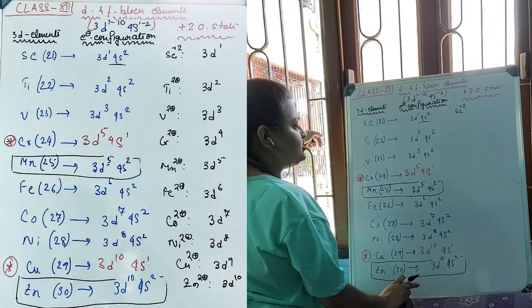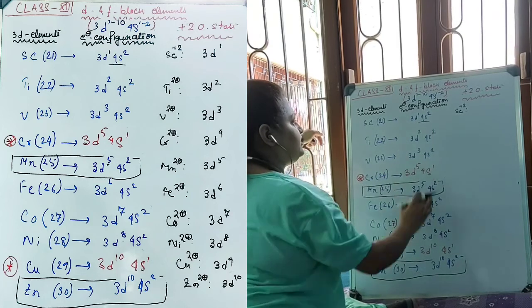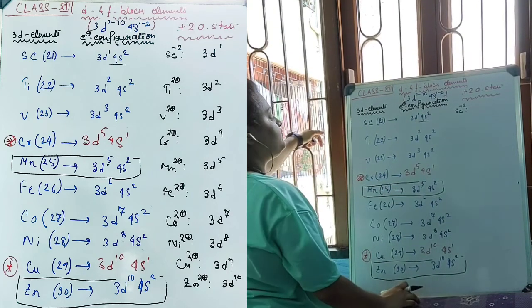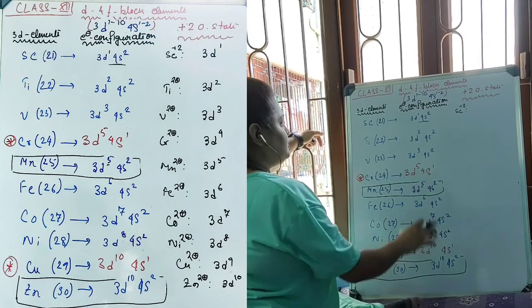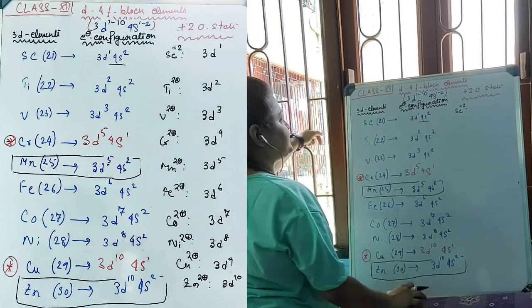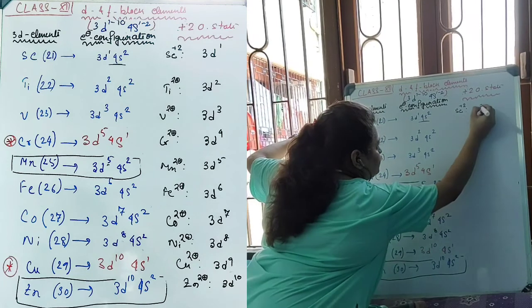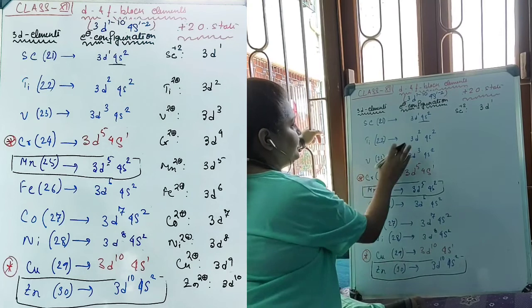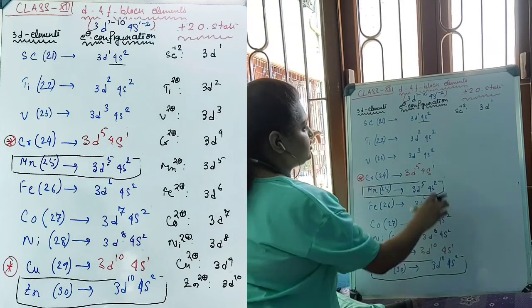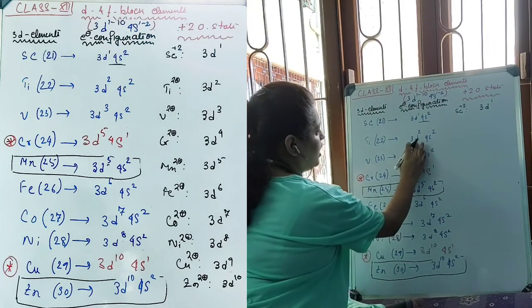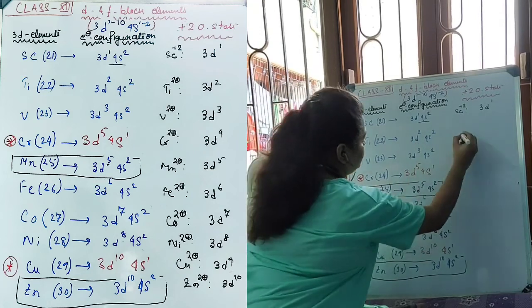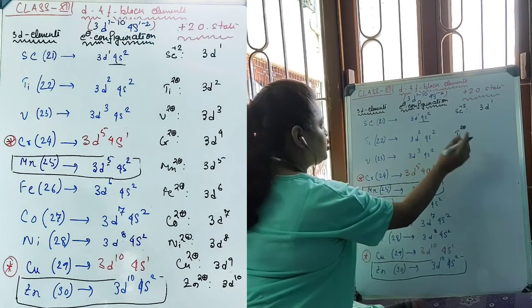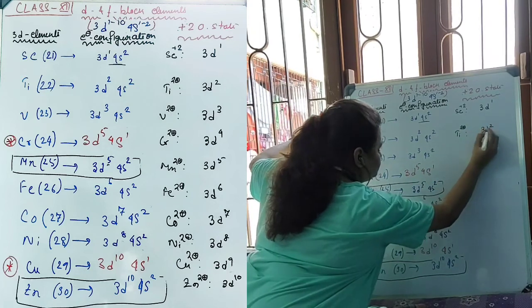Now, 1 more electron needs to leave. Therefore, both electrons from the 4s will leave for scandium, and the electronic configuration will be 3d1. Similarly, for titanium in the neutral state, the electronic configuration is 3d2 4s2. Therefore, in titanium 2+, the electronic configuration will be 3d2.